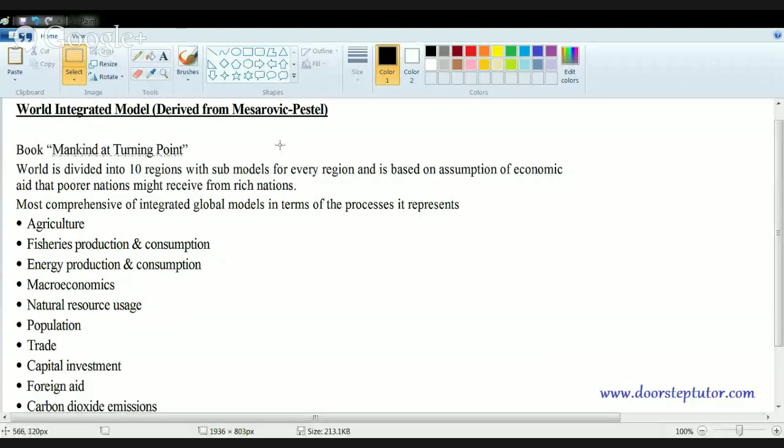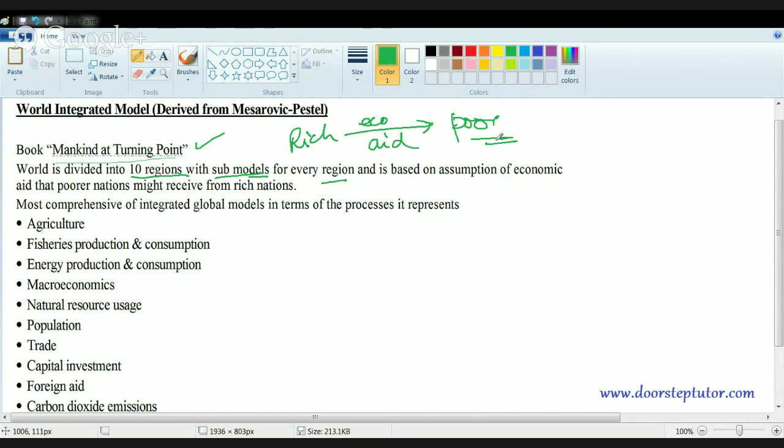So the World Integrated Model was again derived from Pestel and Mesarovic. This model was mentioned in the book known as Mankind at the Turning Point. The basic element of this model was it divided the world into 10 regions with submodels for each region, and the basic assumption was that the rich nation is providing economic aid to the poor nation. That was the whole and sole concept of this model.